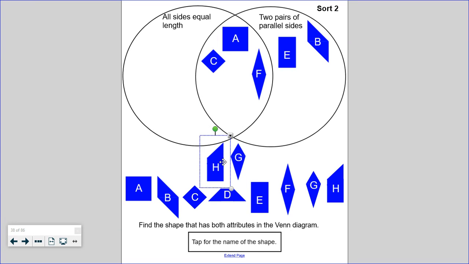So think about what you know. What do we call shapes that are here in the middle? They have all sides equal length, and they have two pairs of parallel sides. And before you say square, because yes, A is a square and C appears to be as well, remember a square has to have four right angles. This one does not have four right angles. So what would we call these?